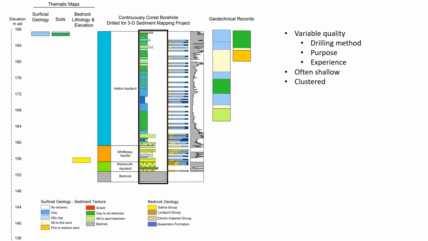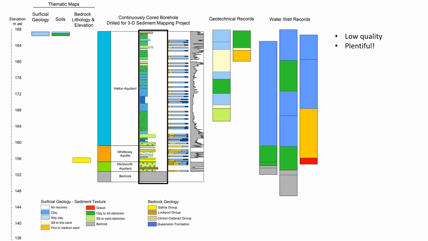The first one underrepresents diamicton by quite a lot. The water well records closest to our boreholes tend to default to clay, which is pretty common, especially on the Niagara Peninsula. In the third well, the coarser older till was misidentified as sand. While lower resolution than geotechnical records, the water wells do penetrate more of the overburden.